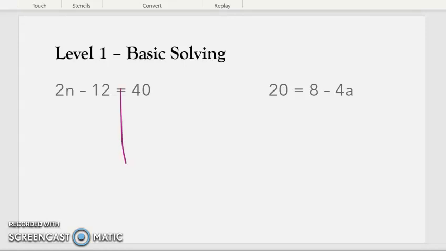Some of y'all like drawing a line here. That's perfectly fine if that's what you want to do, or you don't have to have that line and you can just not include it. Your choice. So the opposite of subtracting 12 is we add 12 on both sides. This goes away. 2n equals 40 plus 12 becomes 52. And if you need to use a calculator, that's fine. Then we divide by 2.